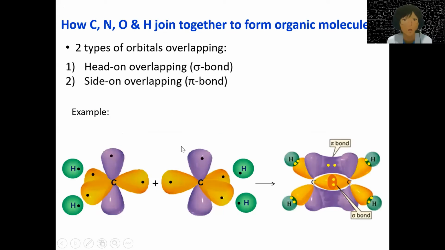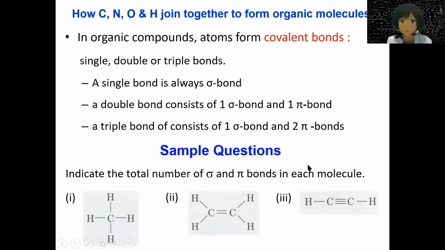If it's a head-on overlap, for example, in this case you have a head-on overlap between these orange sp2 orbitals, this will form a sigma bond. And when they overlap, there will be a sharing of electrons. So you have two electrons in these overlapping orbitals. And if it's a sideway overlap, you will find that it will form a pi bond. Sideway overlap is a pi bond.